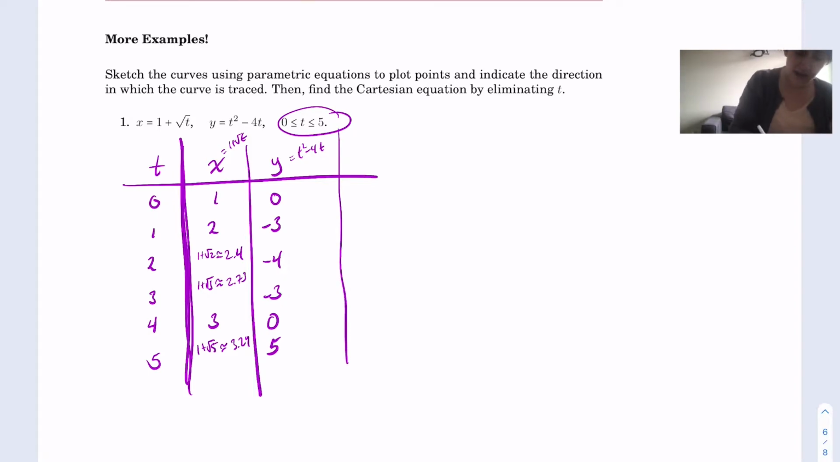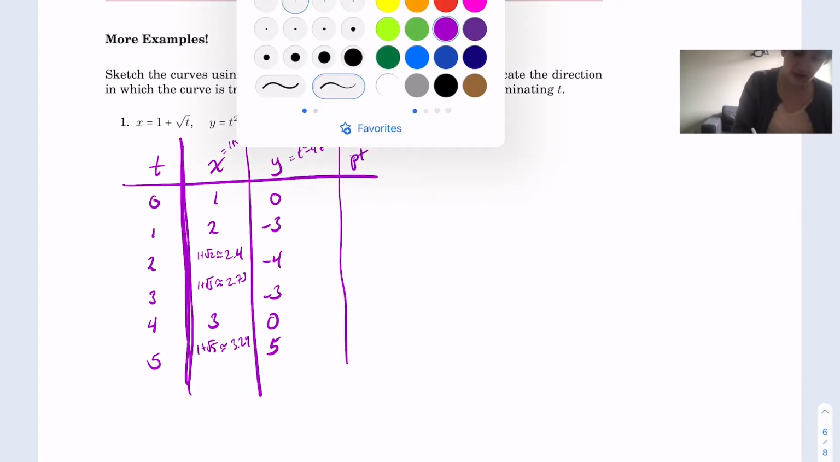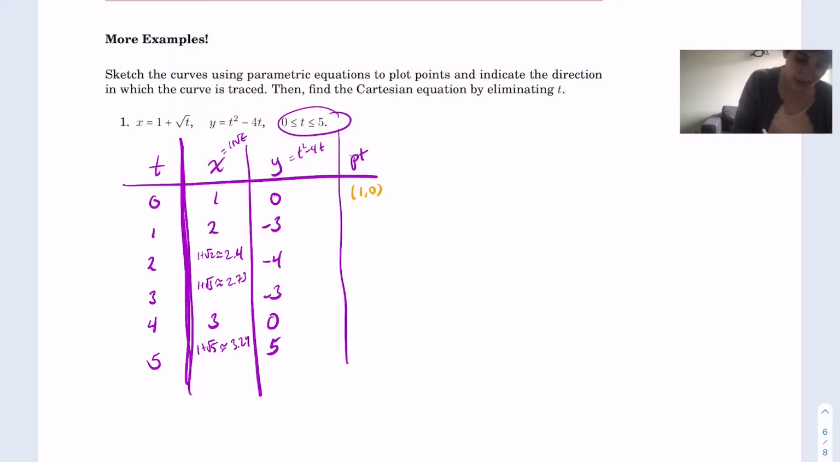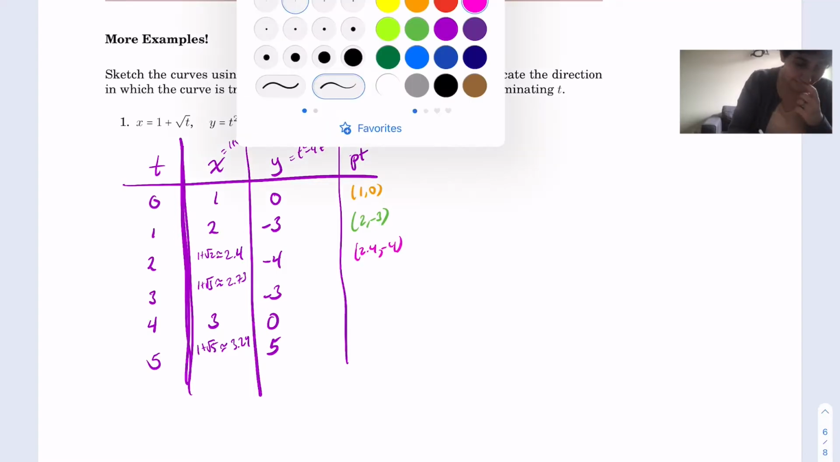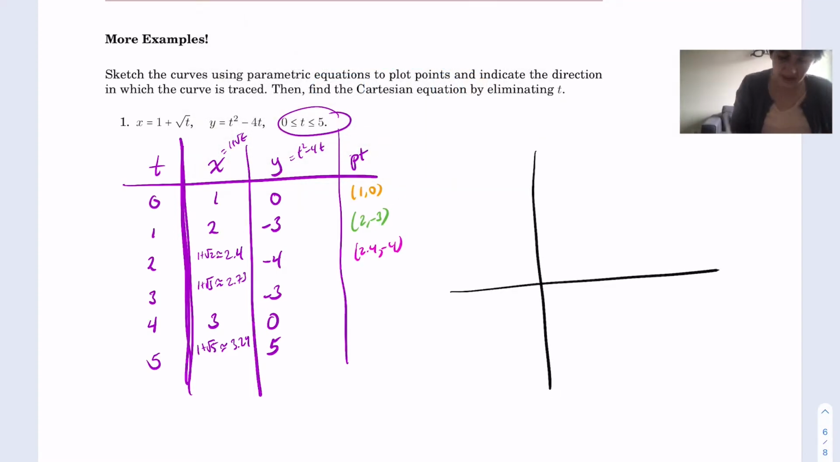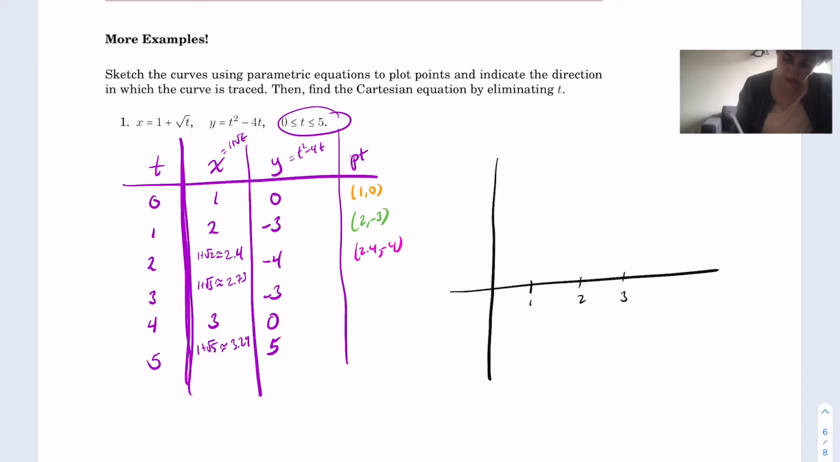Okay? And I am going to just write the points in here. I'm going to go 1, 0, and then I'll go 2, negative 3, and then I have 2.4, negative 4. And let me start tracing these. My x coordinates, those are all positive, so I'm going to go 1, 2, 3, 4. That should be enough. And my y coordinates go up as high as 5 and as low as negative 3.